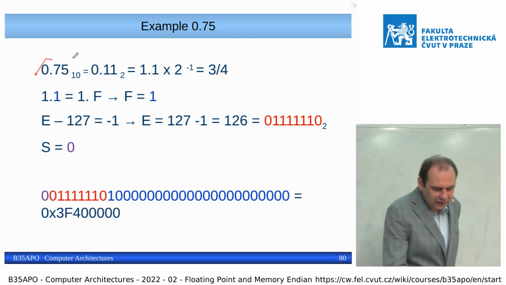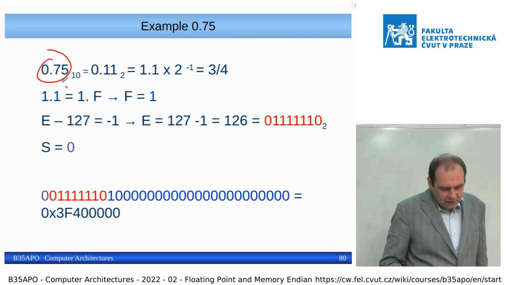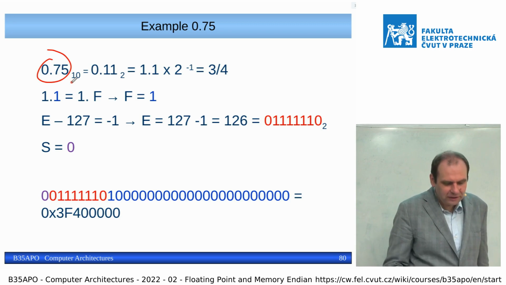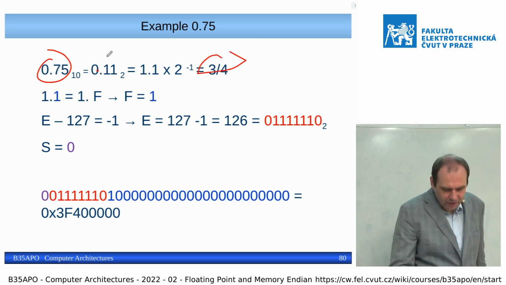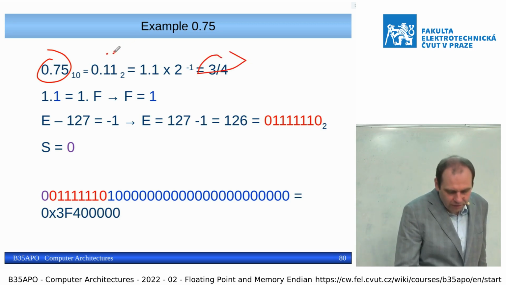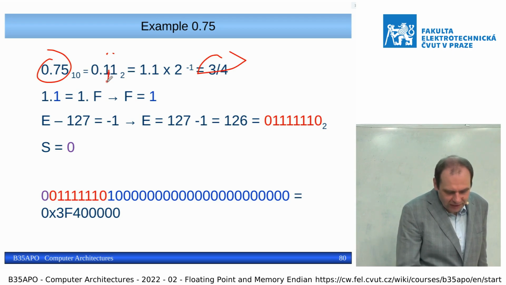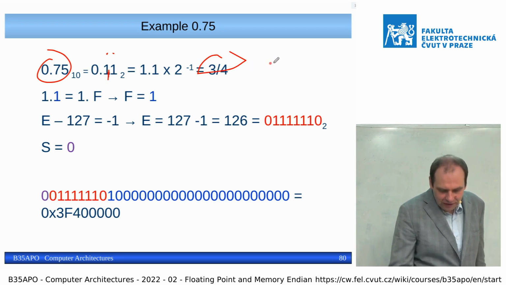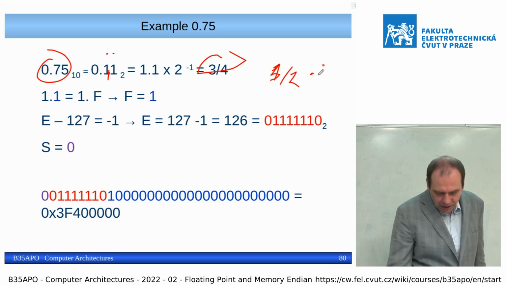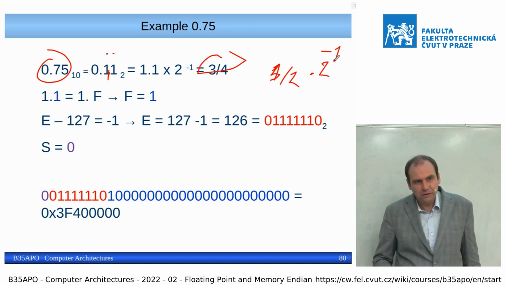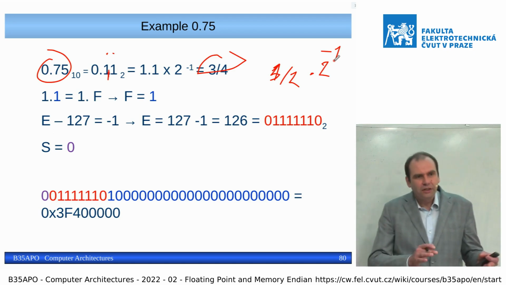Another example, in this case, 0.75 is in the fact 3/4. So it is 1/2, 1/4. But we need to divide it, or we want to move there the decimal point, that we look at it as 3 halves multiplied by 2 minus 1 in the fact. Because we want to be in this range from 1 to 2.